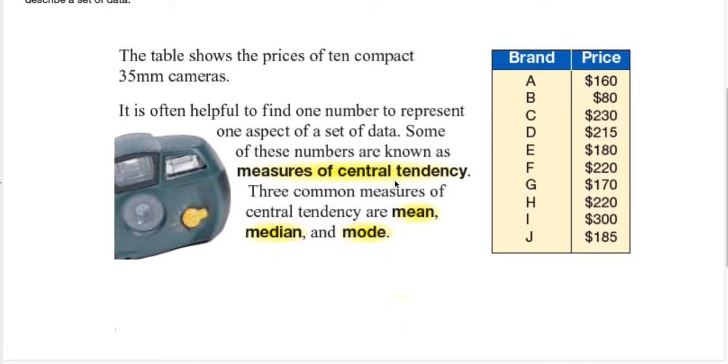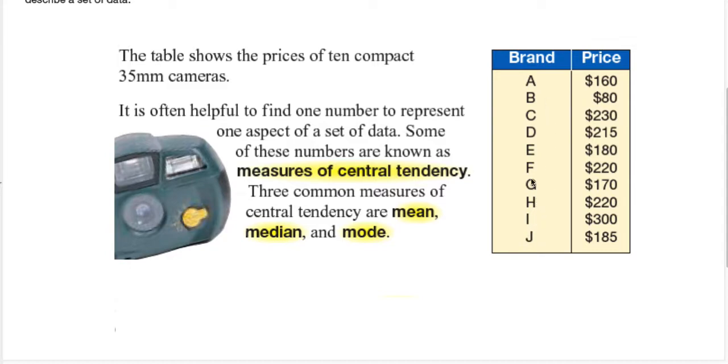It is often helpful to find one number to represent one aspect of the set of data. Some of these numbers are known as measures of central tendency. Three common measures of central tendency are mean, median, and mode. So I have brand A all the way to brand J, and these are the differing prices, 160 all the way to 185 for all brands of camera.